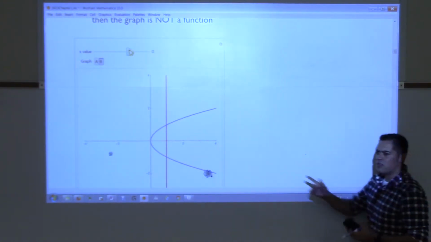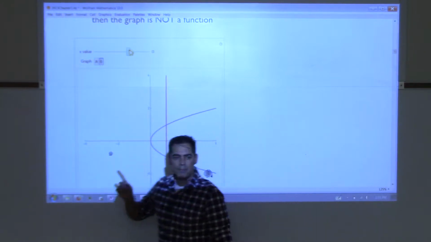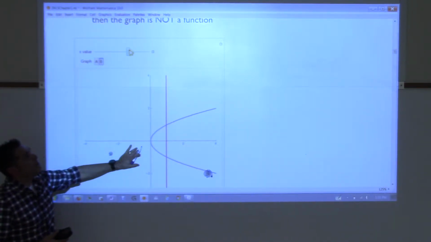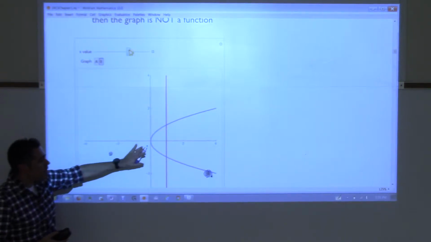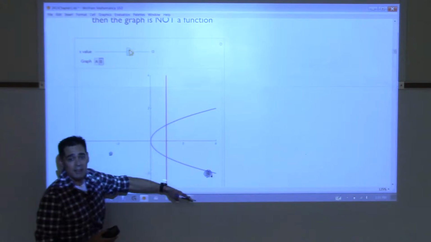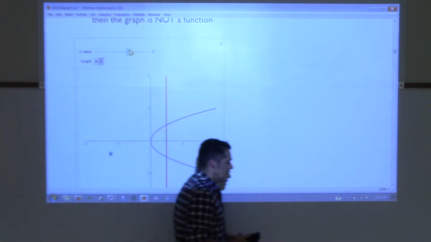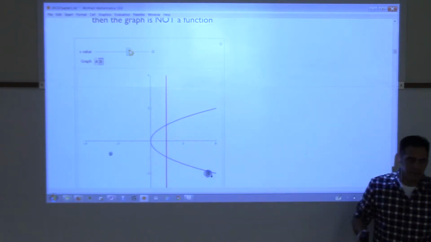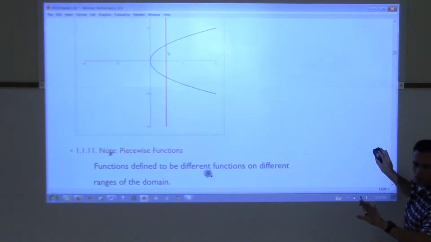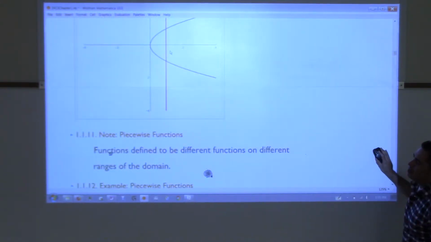Would this have been a function of y? Yeah, so imagine if I say, is x a function of y here? You would do this test with your line this way, and it would have passed. So even though that graph is not a function of x, it is a function of y. We'll address that more later, so don't be freaking out about that right now.